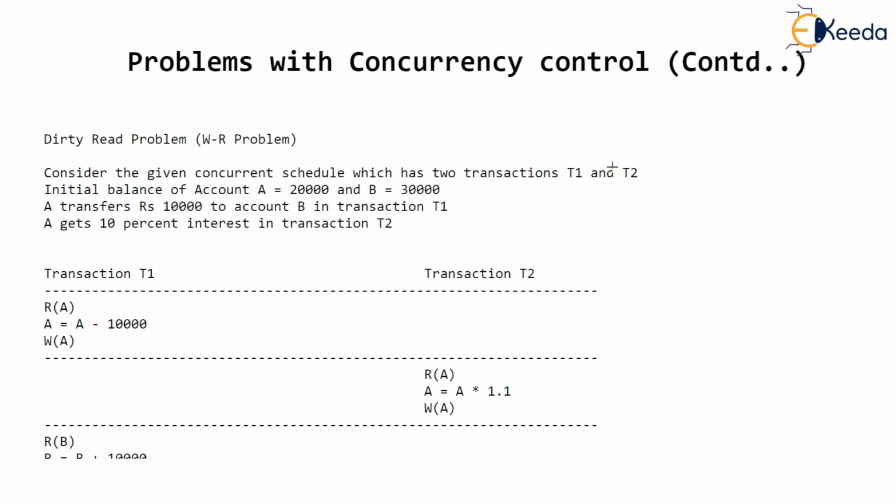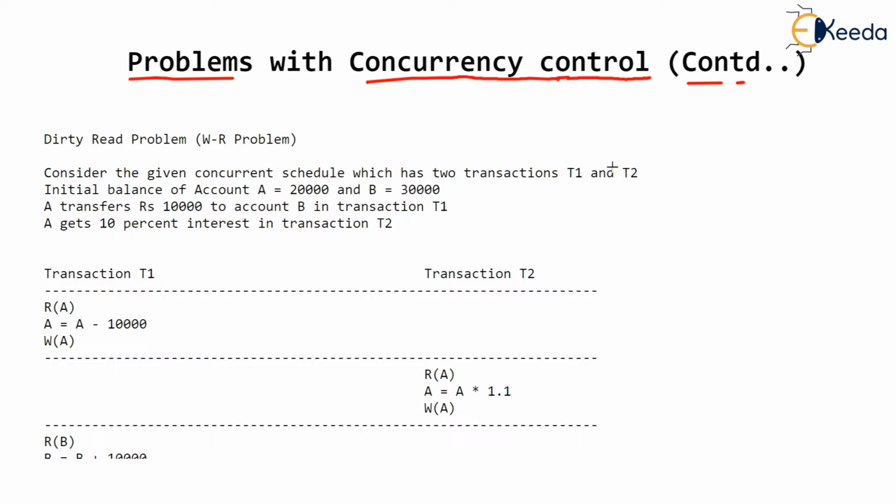In the previous video, we were seeing the problems of concurrency control. That means what are the problems that can occur when multiple transactions are executed simultaneously in an interleaved fashion. So we continue that. In the previous video, we saw the lost update problem or write-write conflict. In this video, we will see the dirty read problem.